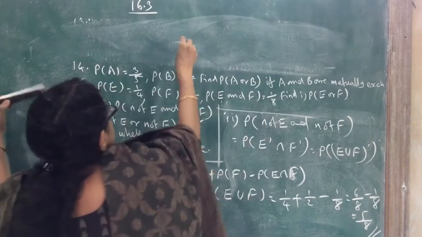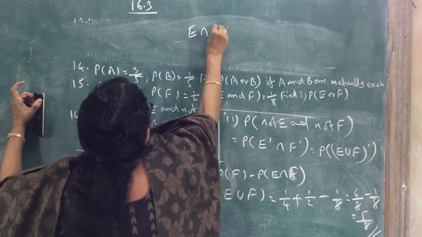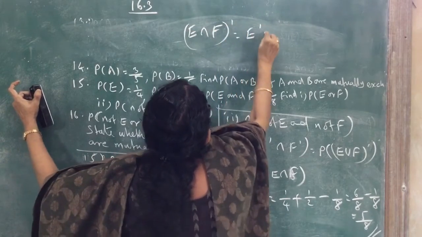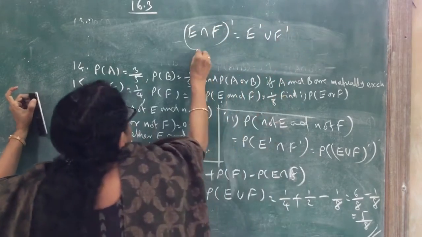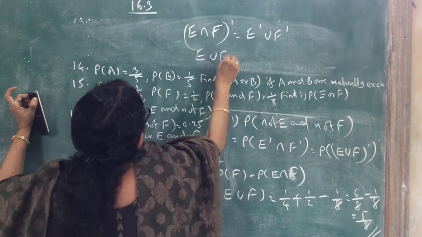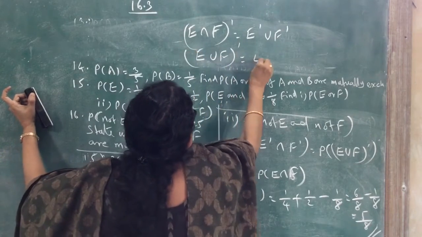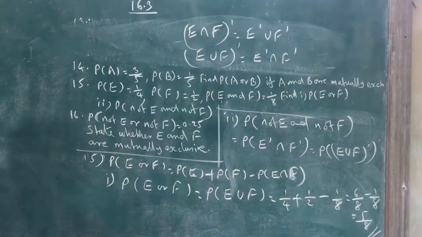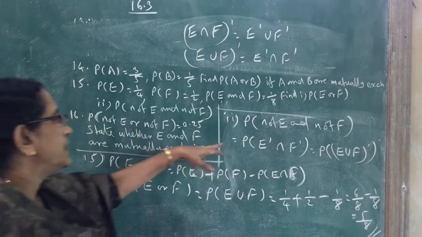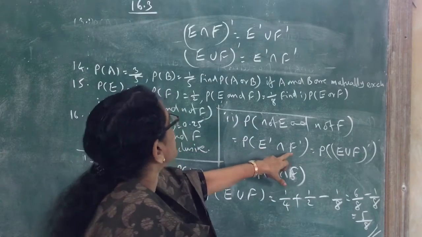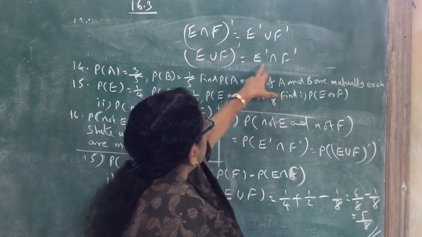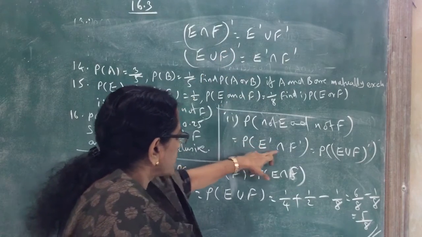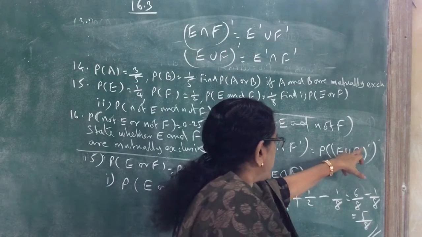So De Morgan's laws are: E intersection F whole dash equals E dash union F dash, and E union F whole dash equals E dash intersection F dash. So these laws are called De Morgan's law, and we can use them here. E dash intersection F dash is the same as E union F whole dash. So for this we can substitute E union F whole dash.